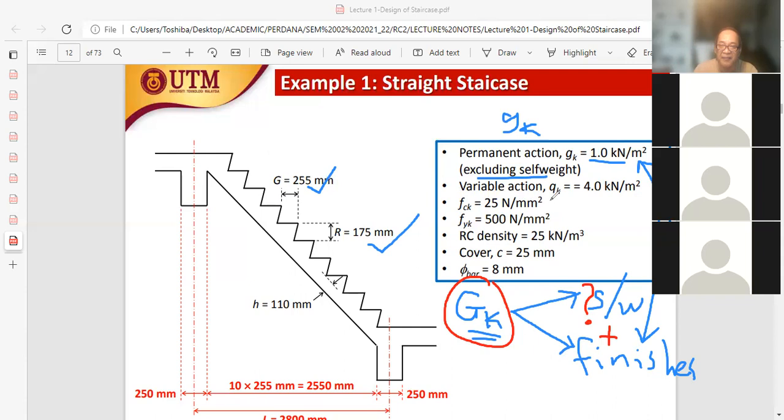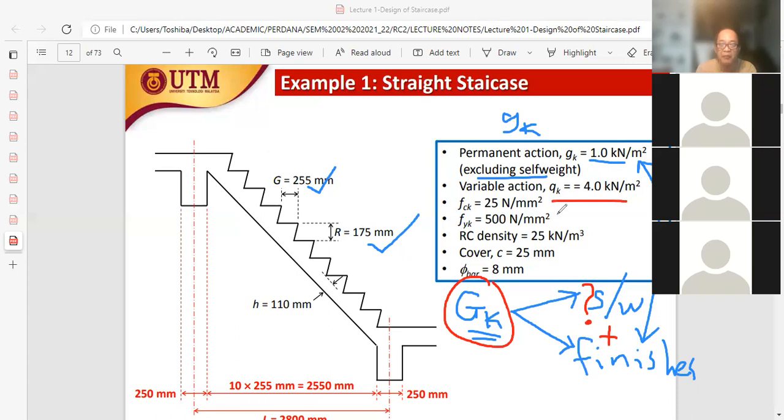Now, there is another value, QK, given in the question. This QK represents our variable action or variable loading. Only, sometimes QK for staircases is not comprehensive. What I mean is, if we look at our Eurocode loading table, we have QK for schools, we have QK for offices, we have QK for hospitals, we have QK for, say, congregation, mosques and so on.